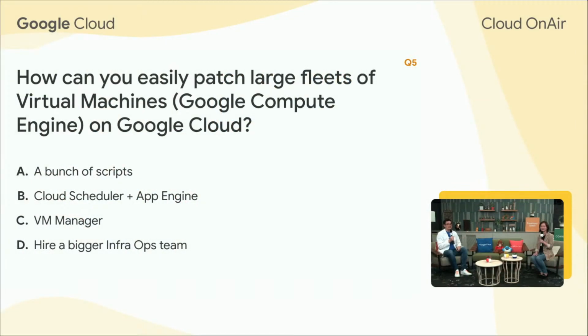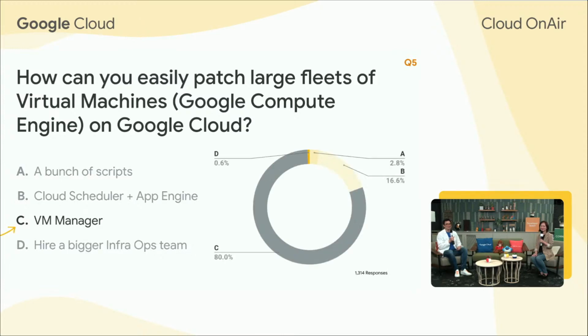How can you easily patch large fleets of virtual machines, or Google Compute Engine, on Google Cloud? A bunch of scripts, Cloud Scheduler plus App Engine, VM Manager, or just hire a bigger infra ops team? And the answer is C. Well done, everyone. I'm sure that all of us have had to build a bunch of scripts previously in order to manage VMs. And of course, hiring a bigger infra ops team is not exactly the most scalable way to go.